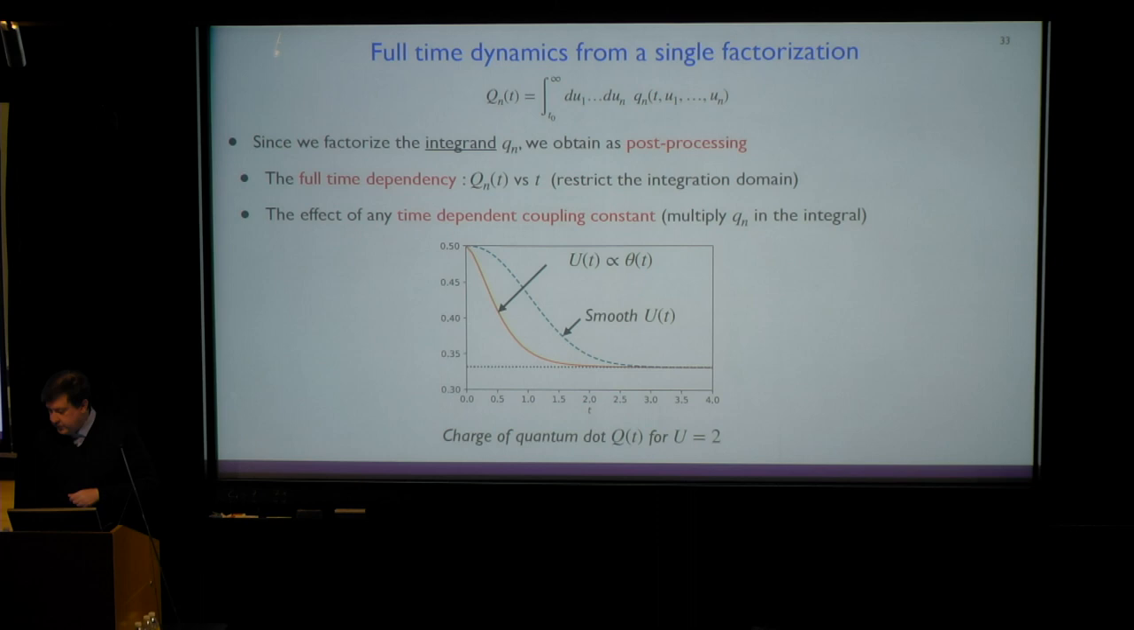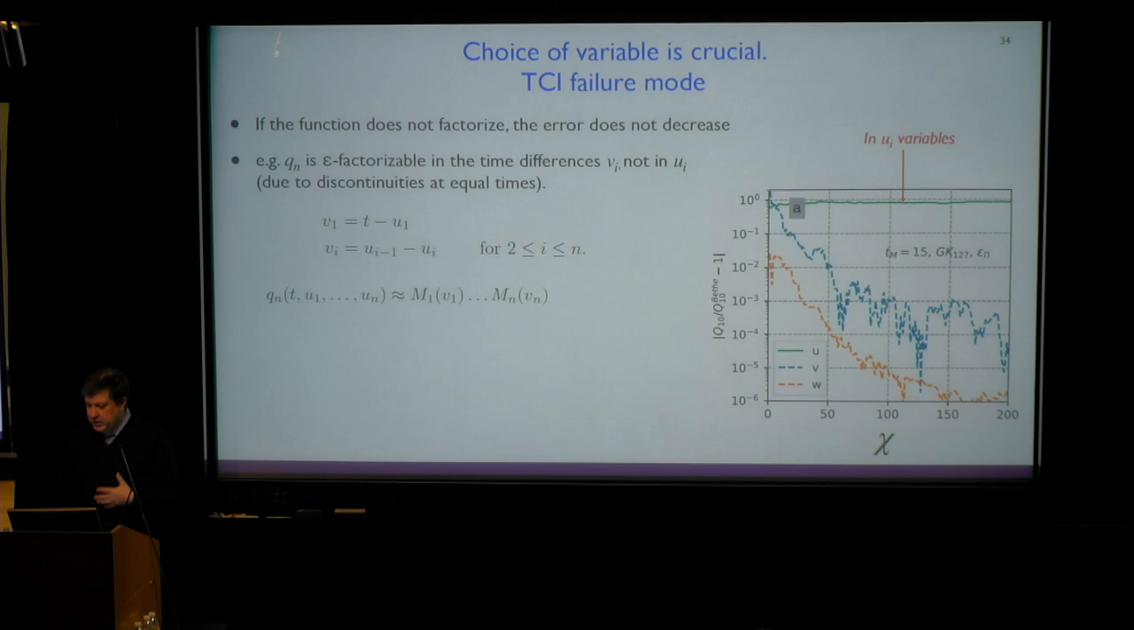And I want to insist on that again. The choice of variable in your function is crucial. That was one of the questions, whether the algorithm works. The algorithm works, but it depends a lot on the choice of variables. If you choose the time differences, it works as advertised. If you just choose the times, well, here is what happens. The relative error is the green curve here as a function of chi. It absolutely doesn't work. We understand why. It's because all of these functions have Heaviside functions, the Green's functions, retarded, advanced, you know, all these Keldysh formalisms. So when times cross, there are cusps in the functions, and that's terrible for factorizability. It's hard to factorize a Heaviside function, right? The change of variable puts all of these problems at the boundary of the domain. So choosing the right variable is crucial for the algorithm.